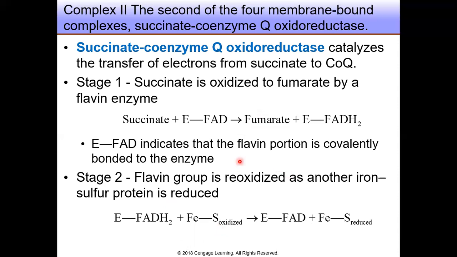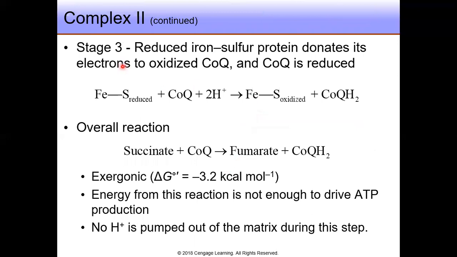Then we have, in stage 3, the reduced iron-sulfur protein donates its electron to oxidized CoQ, and CoQ is reduced to CoQH2. And the overall reaction is this: the oxidation of succinate to fumarate using coenzyme Q, which is oxidized to CoQH2.